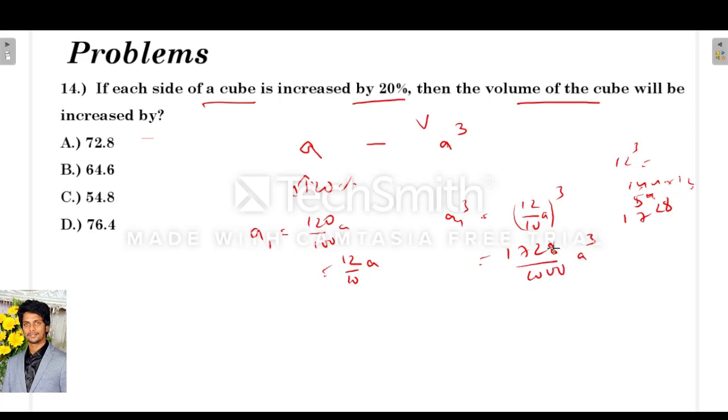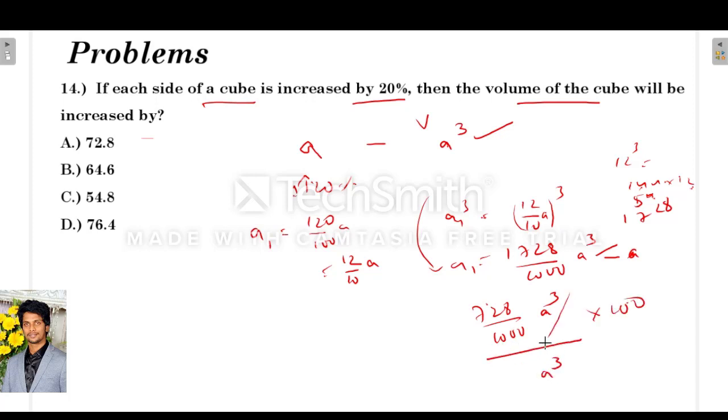So how much percentage is it increased? So this is the new volume. So how much percent? This is old volume and this is new volume. So how much is it increased? 728 by 1000 into A cube. So we need to find the percentage with respect to the original volume, right? So A cube into 100. A cube cancels. So 72.8. So 72.8% is increased.